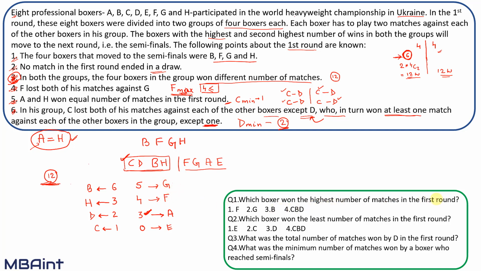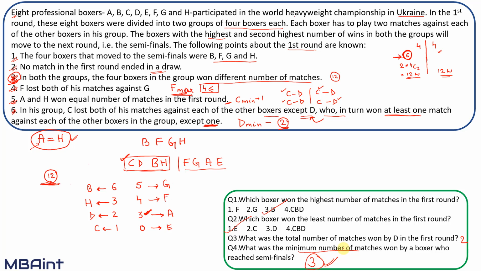Which boxer won the highest number of matches in the first round? B, winning all the matches. Which boxer won the least number of matches in the first round? That is E. What is the total number of matches won by D in the first round? That is 2. What was the minimum number of matches won by a boxer who reached the semi-finals? That is H, with 3 wins.